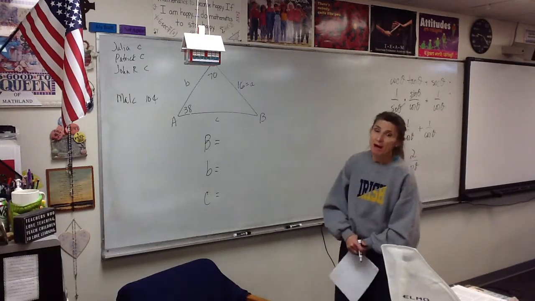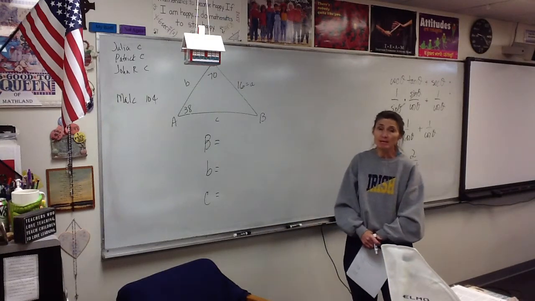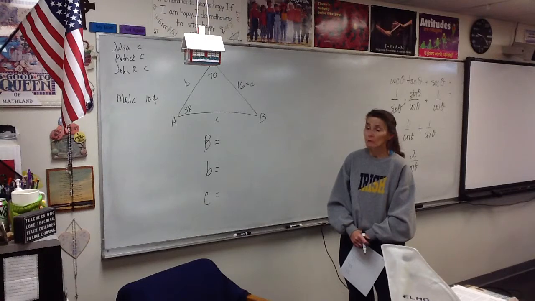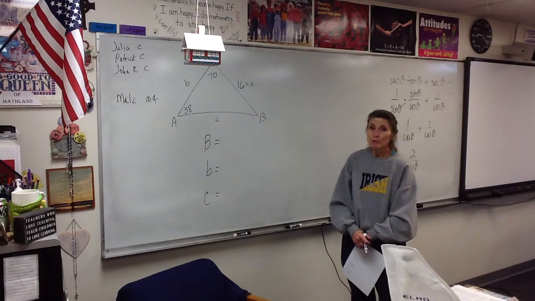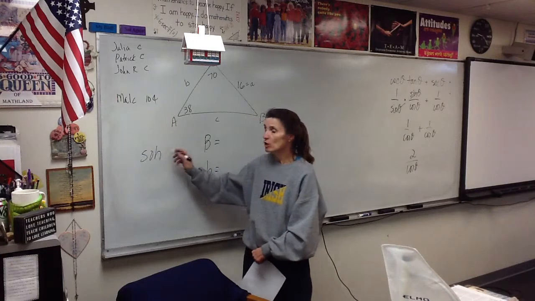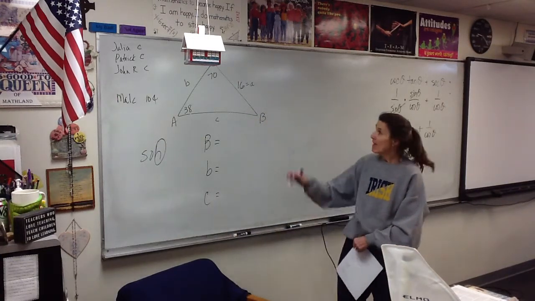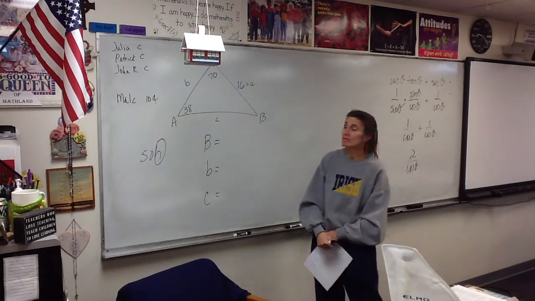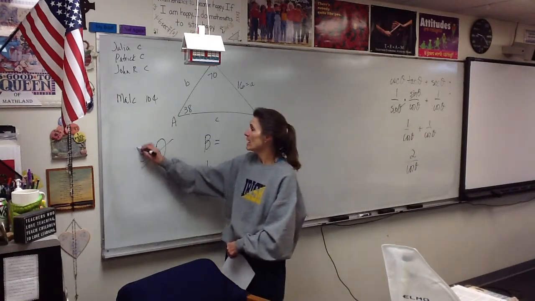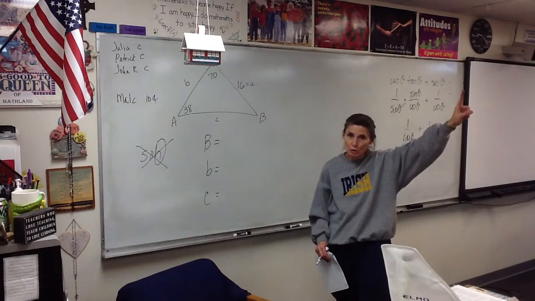Groupies, this is not a right triangle. Please do not think SOHCAHTOA. It will not work. When you say S-O-H, SOHCAHTOA, what does the H stand for? Hypotenuse. That is not a right triangle. It does not have a hypotenuse. Therefore, SOHCAHTOA is out. No SOHCAHTOA.